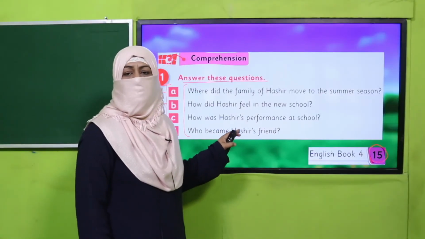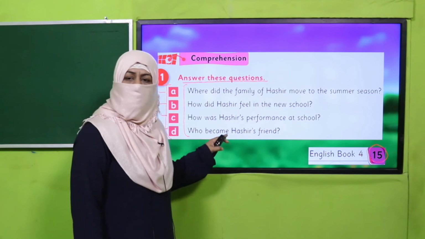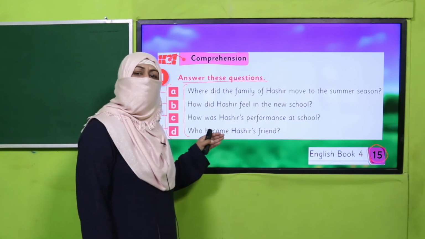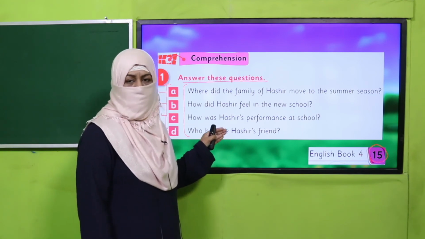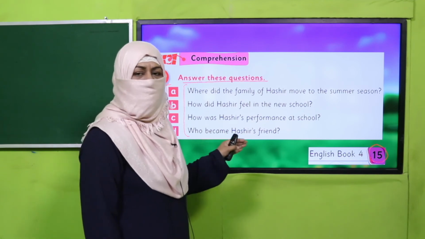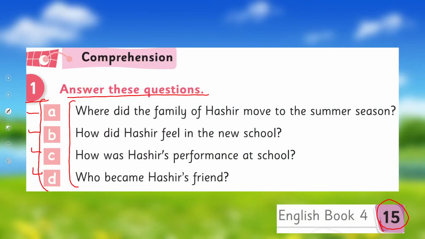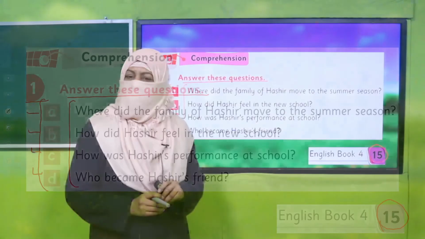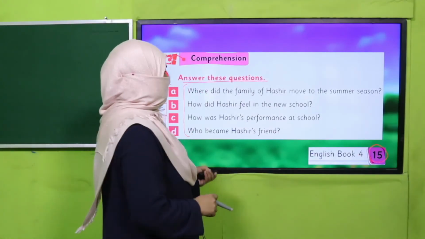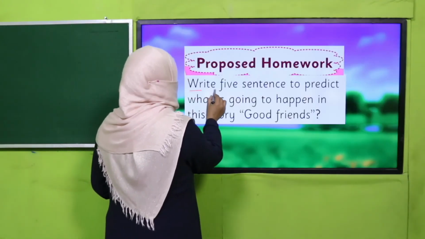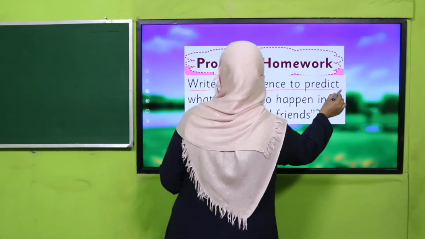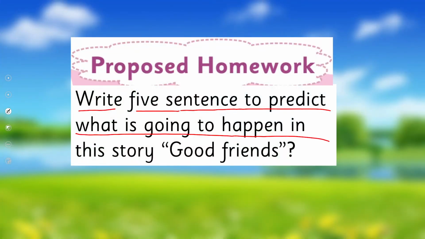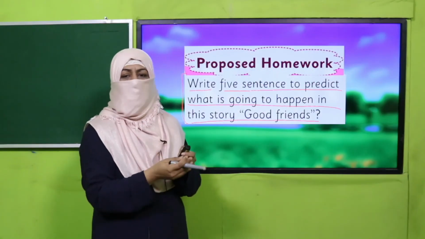So now, teachers, you will take answers to these questions orally, and then students will write the answers in their notebook. So pause the video and enjoy this exercise. Yes, my dear students, are you done with it? Good job. So I'm giving you a homework. You will write 5 sentences to predict what is going to happen in this story, Good Friends. So we have read a part. You will write within 5 sentences what you think is going to happen next, okay?